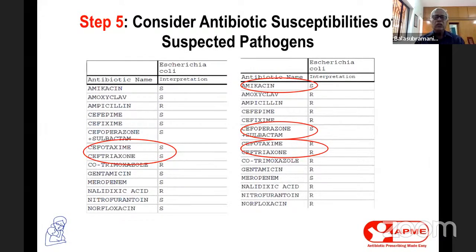Step 5 is to consider antibiotic susceptibility. Look at the culture report here. E. coli. And it says it is sensitive to almost all the antibiotics except nalidixic acid and perhaps cefotaxime and ceftriaxone. And the one on the left shows it's sensitive to cefotaxime. The one on the right shows it is not sensitive to cefotaxime and ceftriaxone. Obviously, you know that this is ESBL.